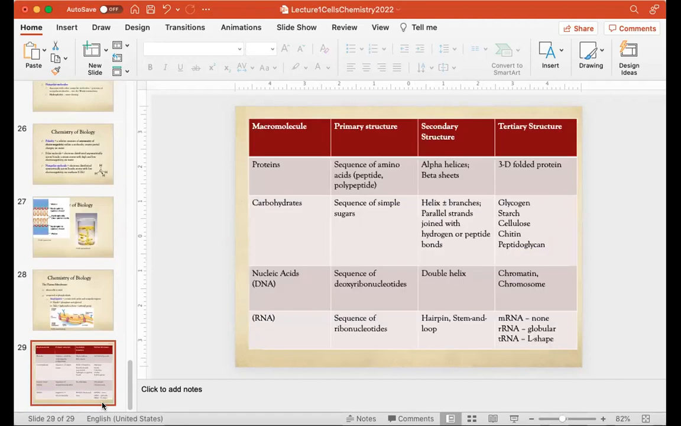This last slide I put in here, I'm not going to talk too much about this today because we haven't talked about the macromolecules yet. So I'll bring it back up in a couple weeks when we talk about macromolecules. Okay. Any questions? I'm sure you have lots of questions.